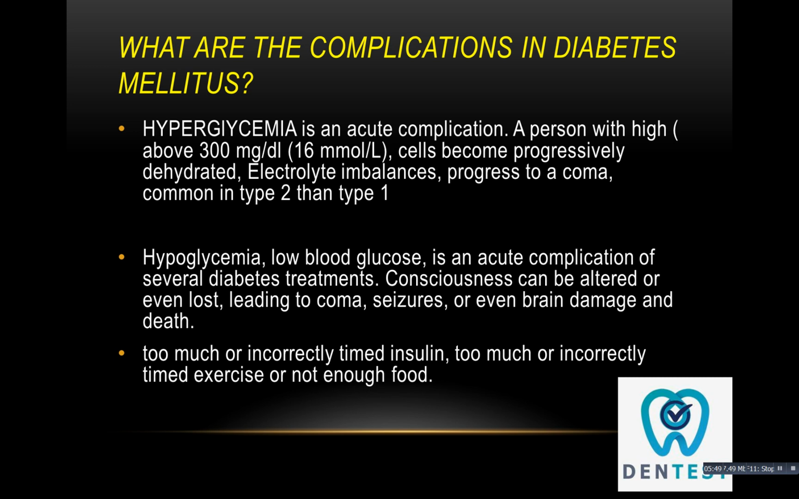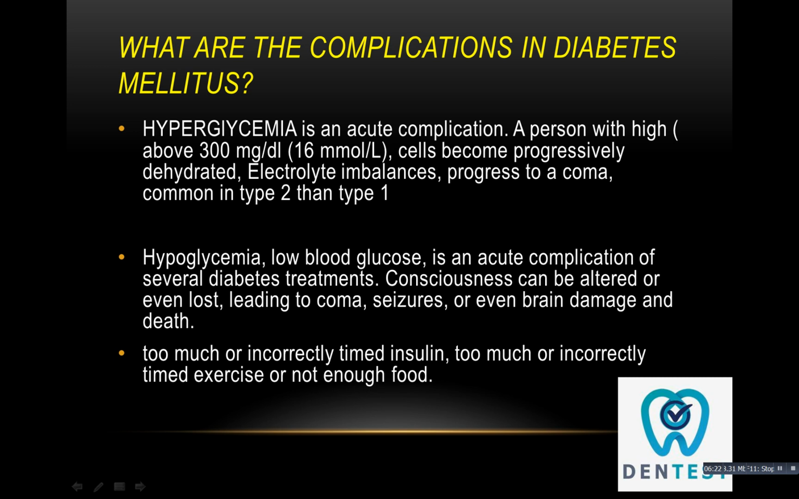So why do we get hypoglycemia? Most of the time it is due to incorrect timing of insulin, or an overdose of insulin, or more than sufficient insulin, and too much or incorrectly timed exercise. As we know, exercise will decrease the blood glucose. So if the patient takes insulin and is doing exercise, there will be a severe drop in blood glucose. The other important thing is not enough food. The patient is only taking the medication without taking food. This will lead to an acute condition of hypoglycemia.